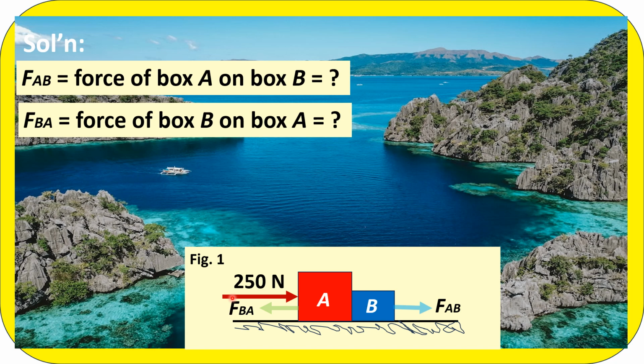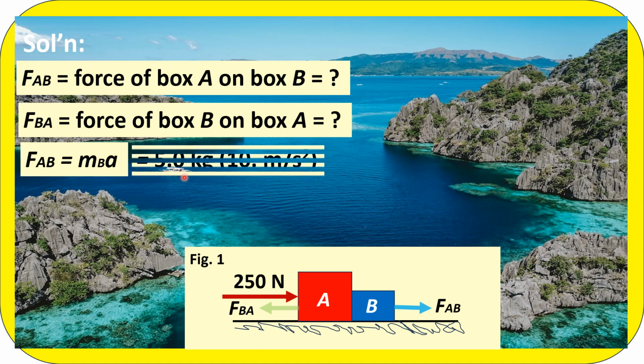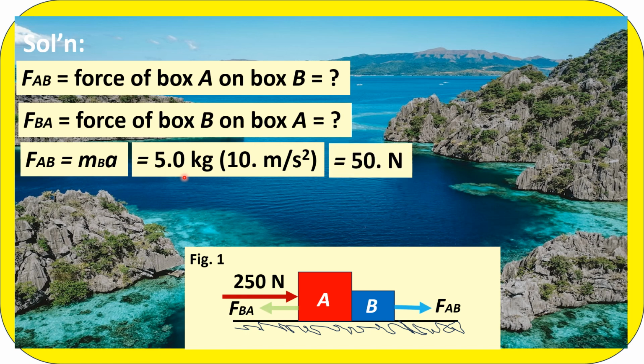And as far as box B is concerned, we can determine the magnitude of the force F sub AB, given that that is the only horizontal force acting on box B. So we can just use the second law to get the amount of that force. We just multiply the mass of box B, MB, and the acceleration a. That is 5.0 kilogram times 10 meters per second squared. So the amount of force FAB is equal to 50 newtons with two significant digits.